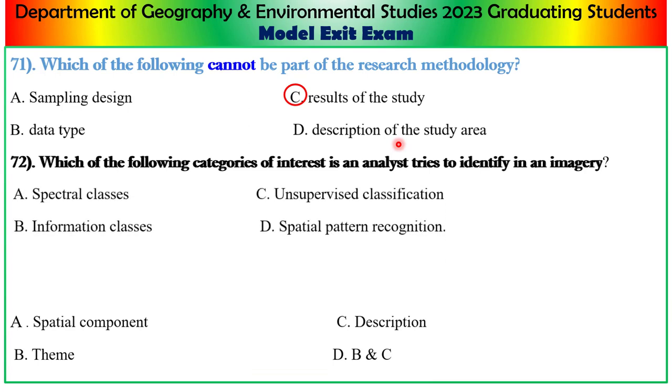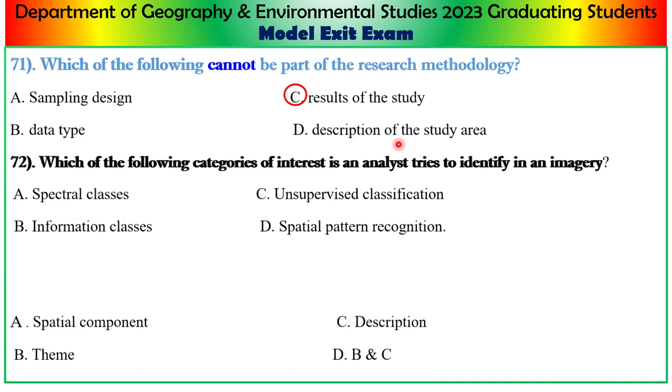72. Which of the following categories of interest is in an analyst tries to identify an imagery: a) spectral class, b) information class, c) unsupervised classification, d) spectral pattern recognition. Let me give you a detailed explanation about each option. Information class represents a specific type of object or feature that the analyst wants to identify and extract from the imagery. For example, in satellite imagery, information class should include land cover types such as vegetation, water body, urban area, and agricultural fields as well.